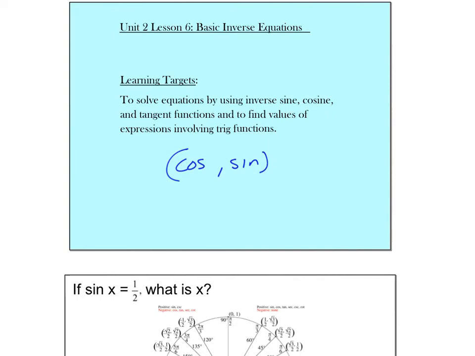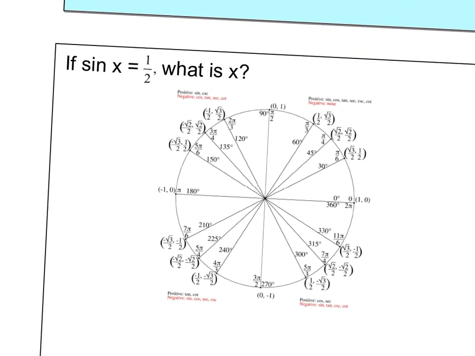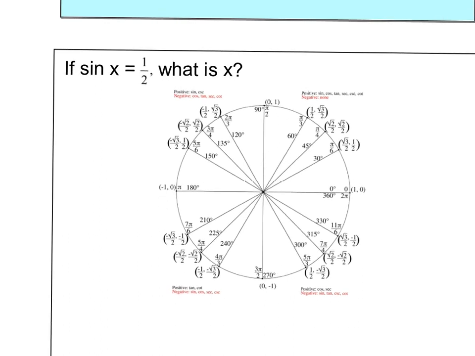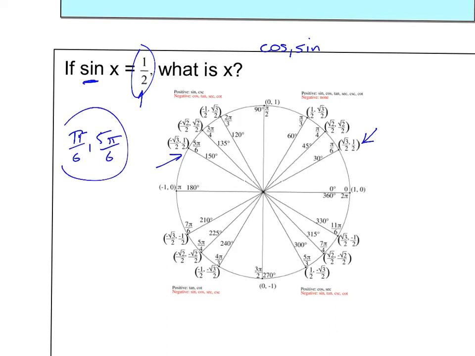All right, and here's what I mean when I say that. Sine of x is 1/2. So what I need to do is figure out where is sine positive 1/2. Well, it's going to be positive 1/2 here. It's going to be positive 1/2 here. So what is my value? My value here is going to be pi over 6 or 5 pi over 6. Those are my options. Those are the only two places on the whole unit circle that it's going to be 1/2.